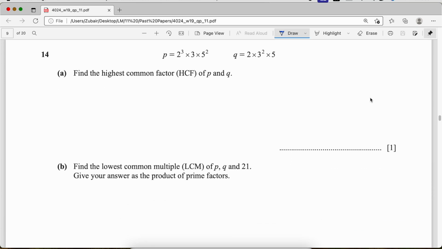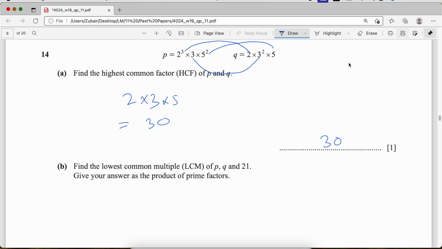Find the highest common factor, HCF, of P and Q. In the highest common factor, we need to have the exact commons. So this is 2, this is 2 cube. Out of these two, that's only one 2. Then 3 and 3 square, out of these two, that's only one 3. And 5 square and 5, again only one 5. So 2 into 3 into 5, 2 times 3 is 6, 5 times is 30.